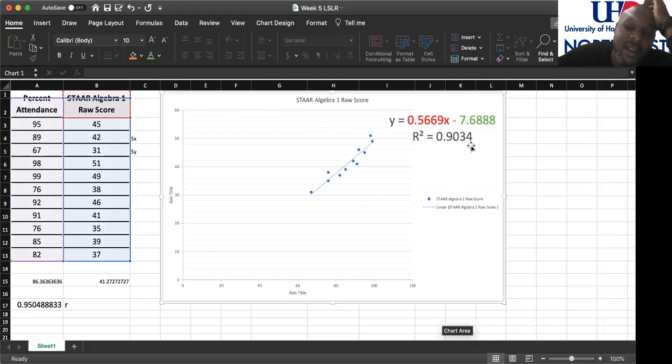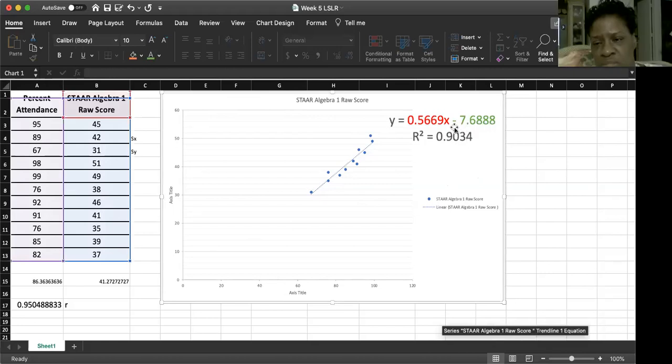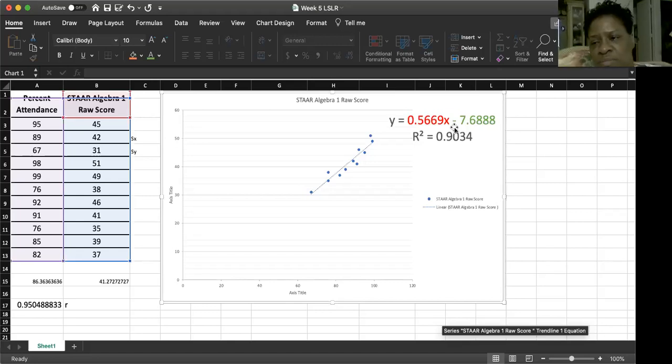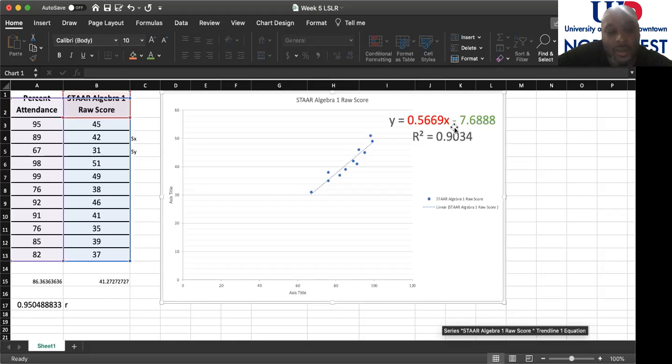So if a person never attended class, what does this say then? They're predicted to make a negative 7.688. So what does that tell you about attendance in general already? That it has a positive effect on your score. Because without it, you're going to have a negative value. If you actually attend, then you should have a positive value on your score. If you don't attend at all, you expect to score negative 7.688.